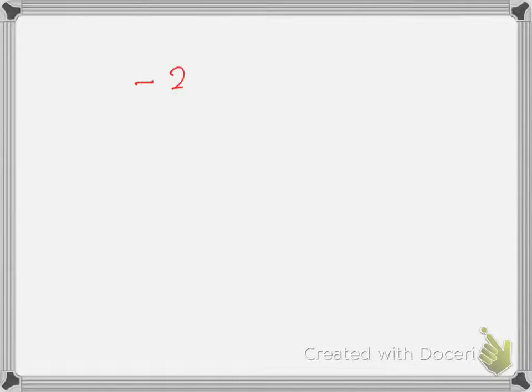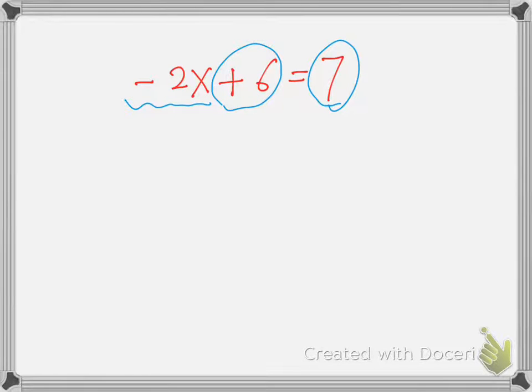So negative 2x plus 6 is 7. Okay, so again, this is the x term, and then that's the number term, that's another number term. So first step, move the number term on the left. Okay, it's fixed. So this one goes to the right hand side. Move the number term to the right.